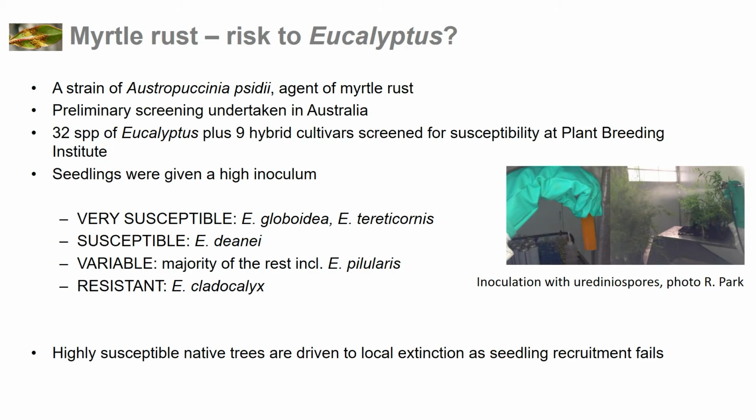Highly susceptible native trees in Australia are being driven to local extinction, especially in areas where myrtle rust is prevalent, as the seedling recruitment fails and the trees die back from the tips.